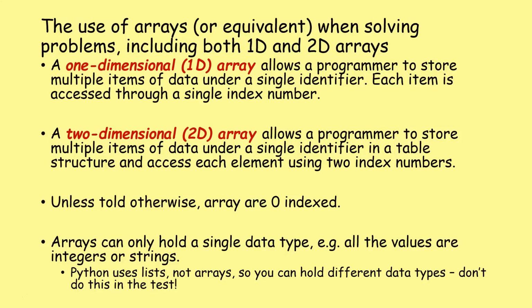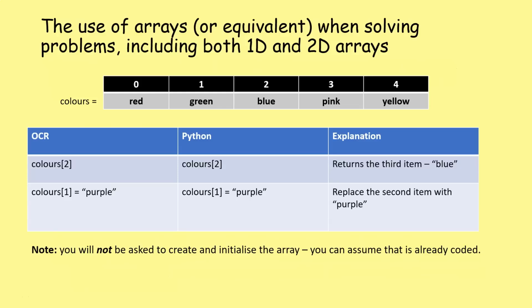Technically, Python doesn't have arrays, it only has lists. And lists work a little bit differently. But in the exam, just treat them like simple arrays and don't try and use any of the advanced Python features. So let's imagine we have an array called colors, and that just stores the values red, green, blue, pink, and yellow as strings. And you can see here that red is position 0, green is 1, blue is 2, pink is 3, and yellow is position 4.